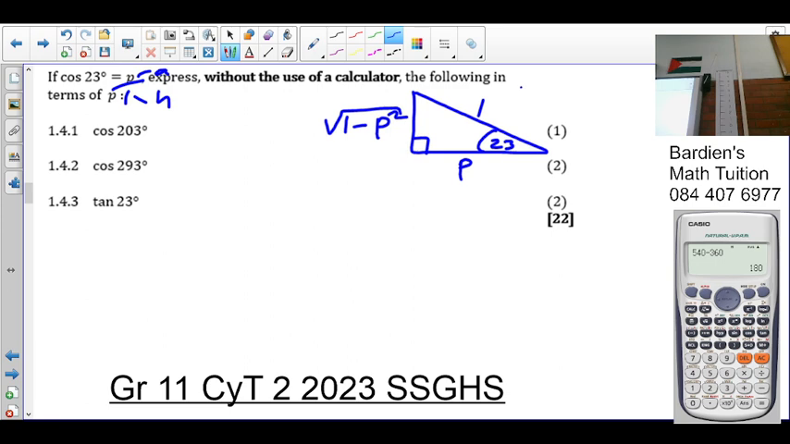And also, what is the size of this angle here? 180 minus 23 minus 90, which is 67 degrees. Right, you guys understand? Right, so let's do our thing.